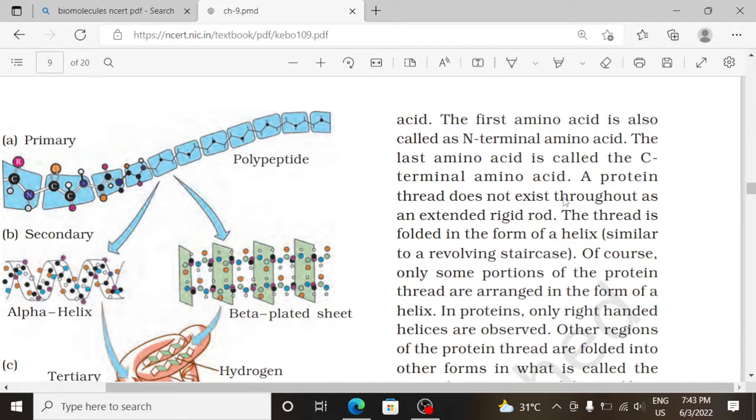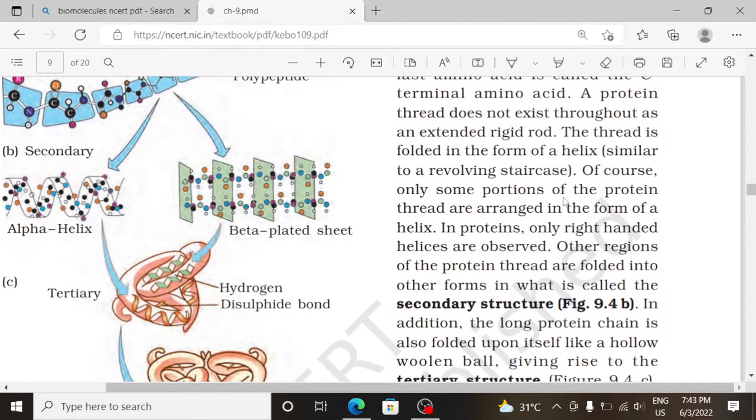A protein thread does not exist throughout as an extended rigid rod. The thread is folded in the form of a helix, similar to a revolving staircase. Of course, only some portions of the protein thread are arranged in the form of a helix. In proteins, only right-handed helices are observed. Other regions of the protein thread are folded in other forms in what is called the secondary structure.